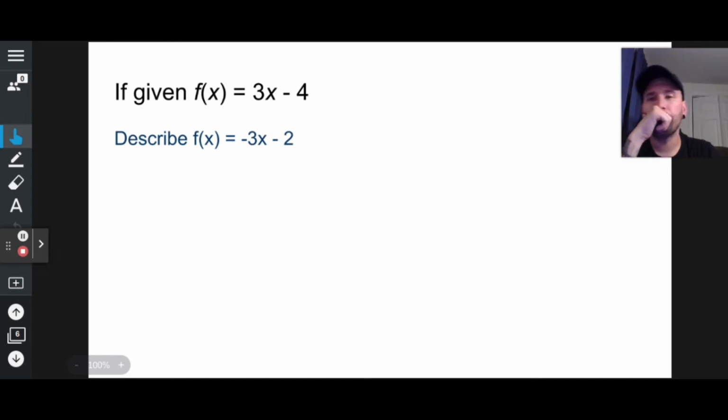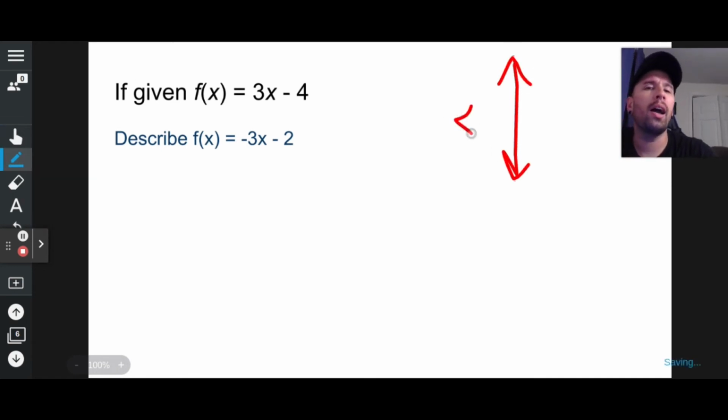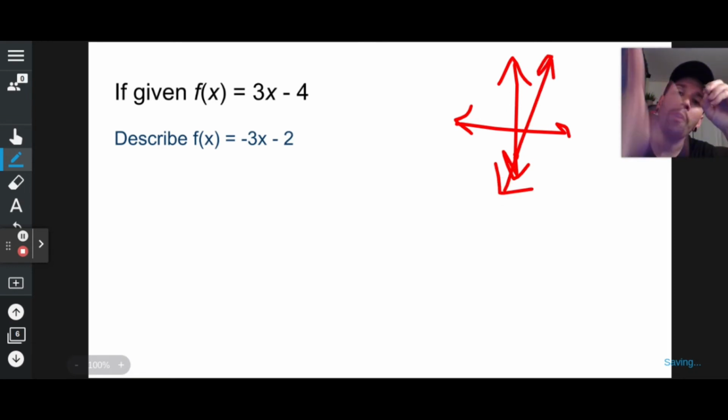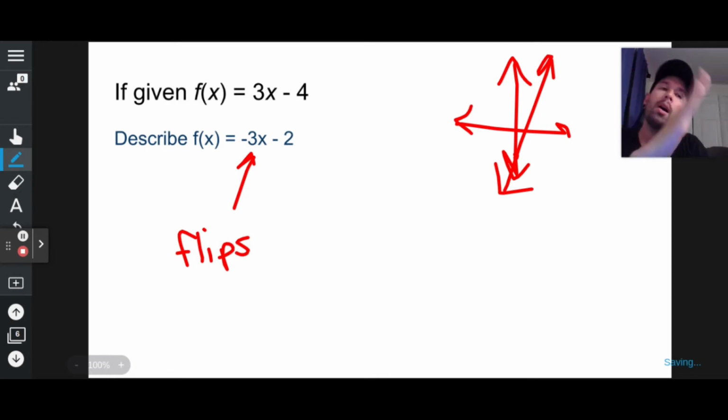I'm given a function. I'm given 3x minus 4. I know what that looks like in my head. I know in my head that I have something that starts at negative 4 way down here and is very steep. I know it's going to look like that. But what if I turn it into negative 3x minus 2? Well, if I make it negative 3x minus 2, 2 things happen. That positive 3x is now negative 3x. So what happens here? It flips. Okay, so my line went from that to that.